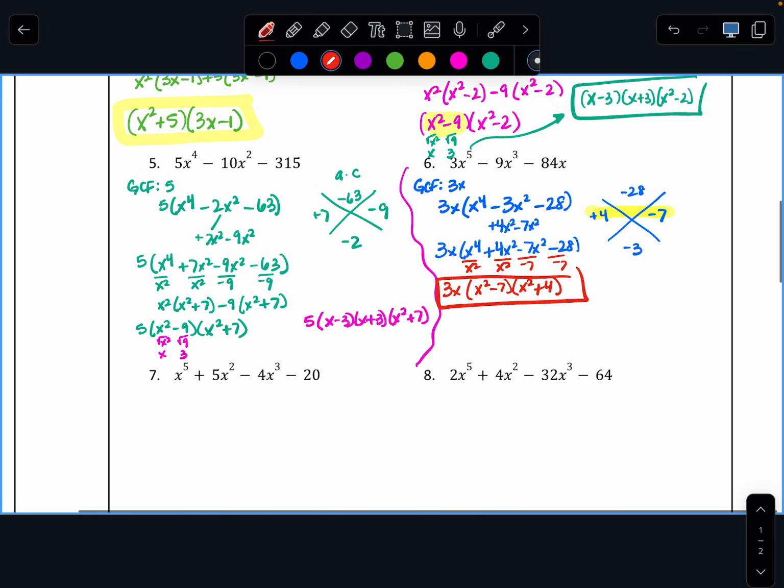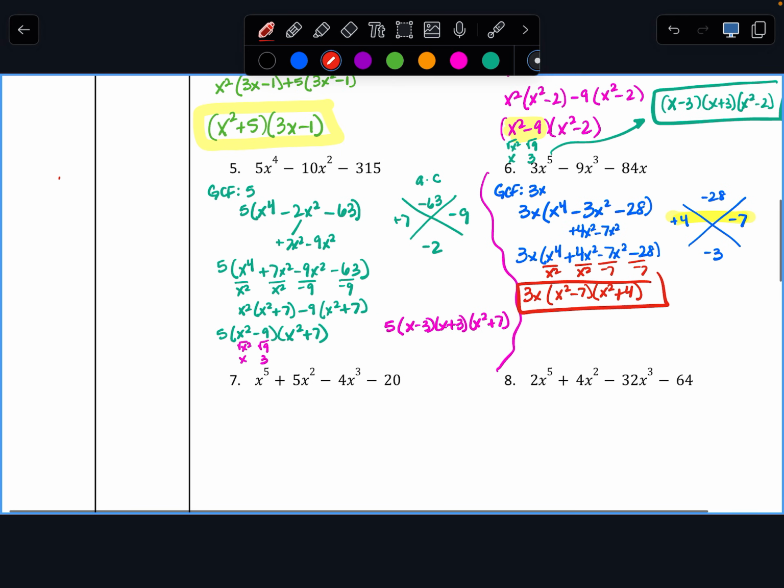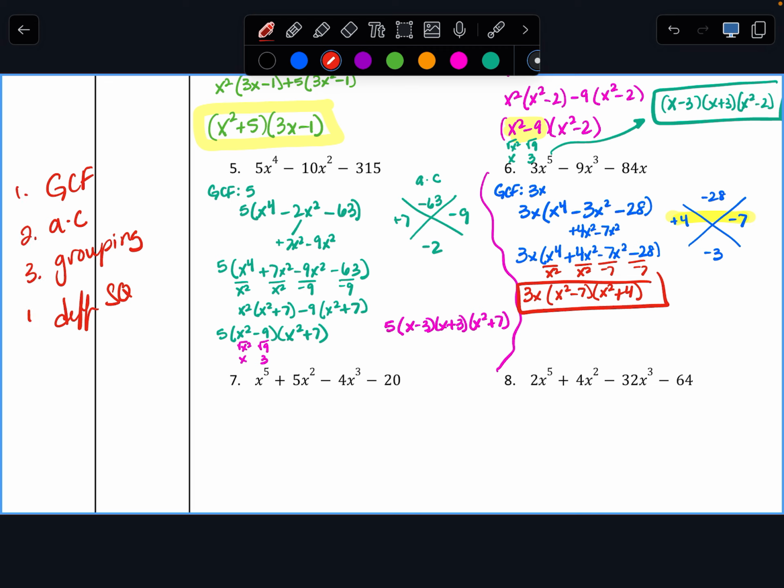So I want you to notice that the first thing that we did in all of these was look for a GCF. And then we did the AC method, and then we did grouping. So it seems so far to be GCF, then AC, then grouping, and then difference of squares. That seems to be the order that is the most effective in solving these or factoring these.